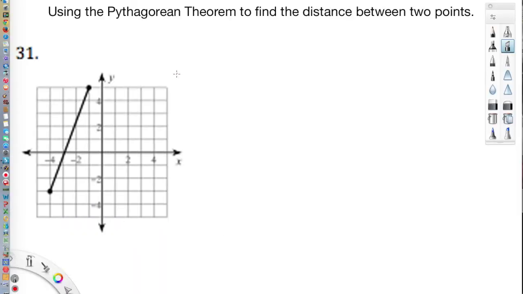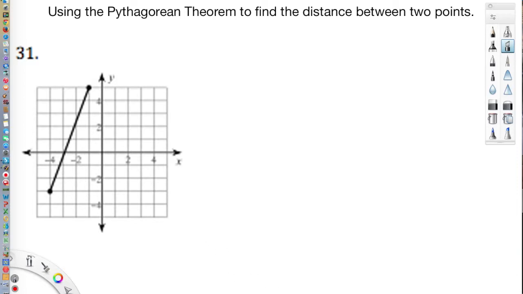Okay, using the Pythagorean theorem to find the distance between 2 points. Here we have 2 points on a coordinate plane. The one thing you don't want to do is count blocks diagonally. You will get the wrong answer each time. I always have students that think they can take a little shortcut and they just count that many blocks, but you're going to get the wrong answer.